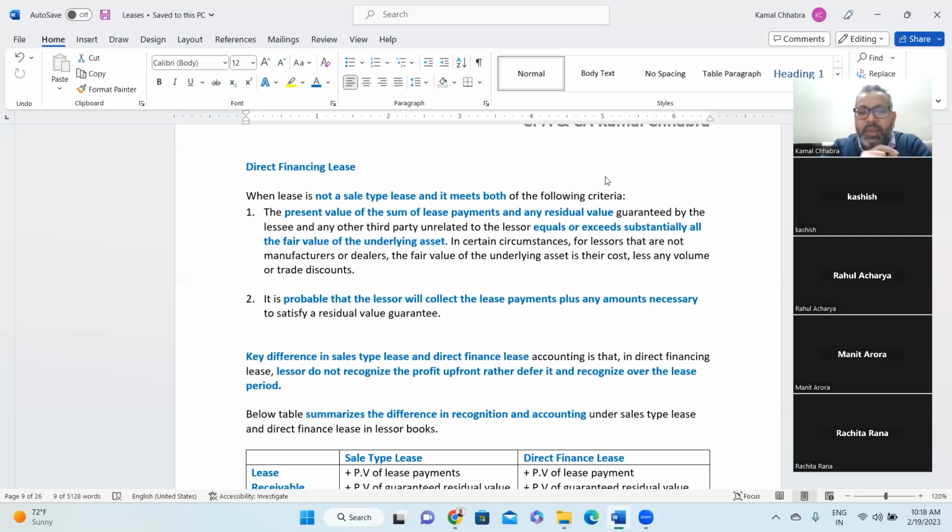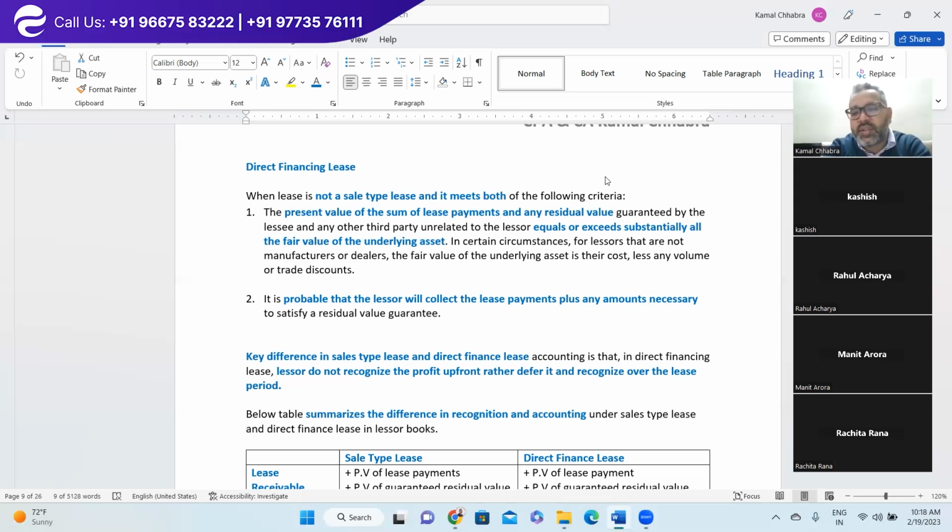But it must be probable that the lessor will collect the lease payments plus any amount necessary to satisfy the residual value guarantee. So here collection is also important, right? You should have reasonable certainty, or you can say probability, that you will be collecting the money on a timely basis. If these 2 conditions are met, then you can consider that lease as a finance lease.